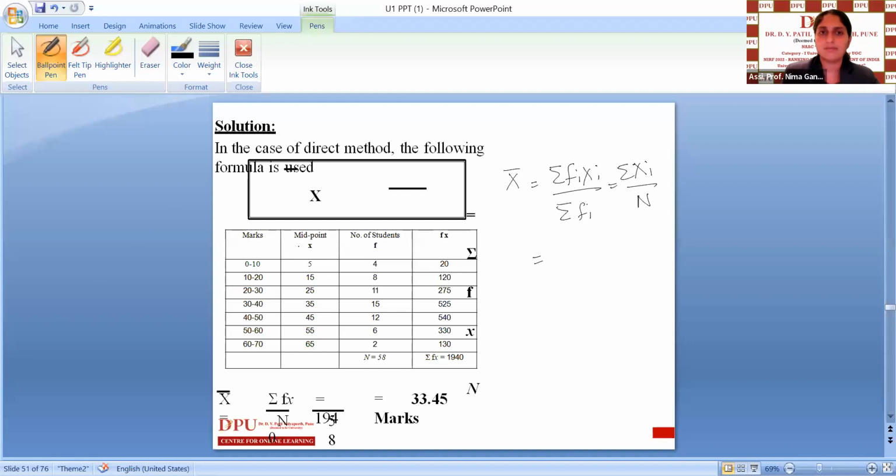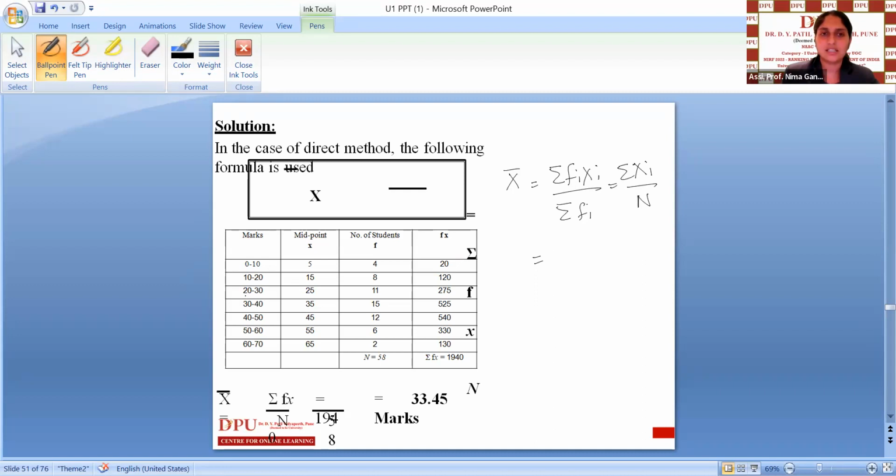So how do we find the midpoint here? Lower class limit plus upper class limit divided by 2. So 0 plus 10 divided by 2, that is 10 divided by 2, which is 5. This is your x1. How do we find x2? 10 and 20 are given, so 10 plus 20 is 30, and 30 divided by 2 is 15.